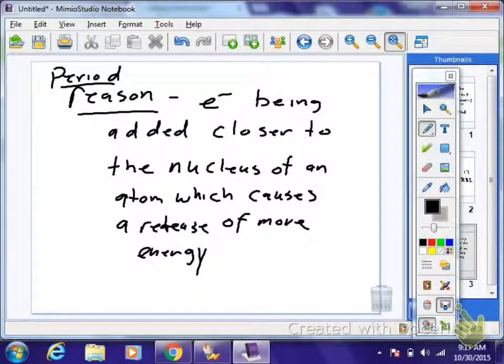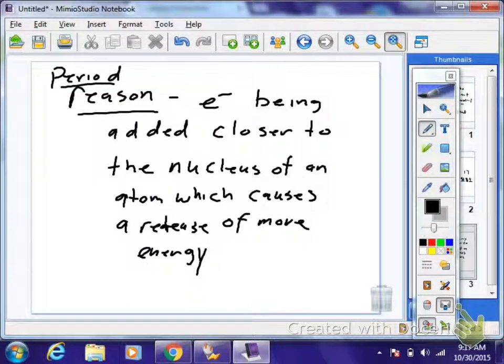The group trend, they're being added farther from the nucleus, so it's the opposite effect. We might state it just a little different, but basically the electron that's being added is added to a region that is farther from the nucleus. And because it's farther from the nucleus, there's a less attractive force for that electron to be pulled in. So that's the group trend. I'll write that down here in a second. And then we'll look at electronegativity.